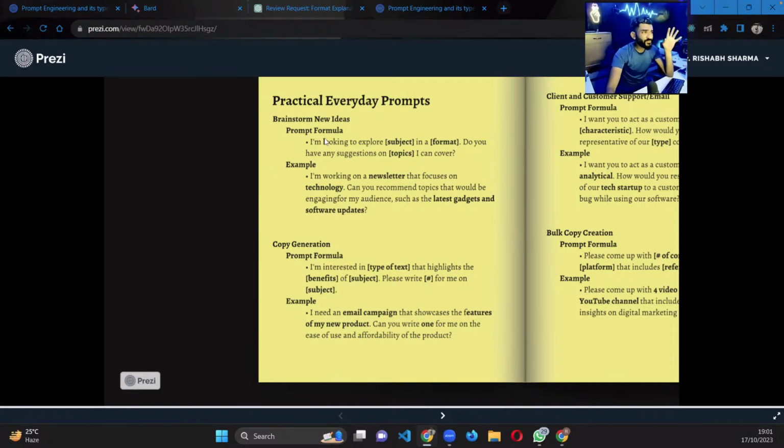So when it comes to brainstorming a new idea, when you want him to think on some new idea, what is the formula for that prompt? So yes, there are certain formulas which you need to remember. Zyada nahi hai, they are not much. There are only 12 formulas.